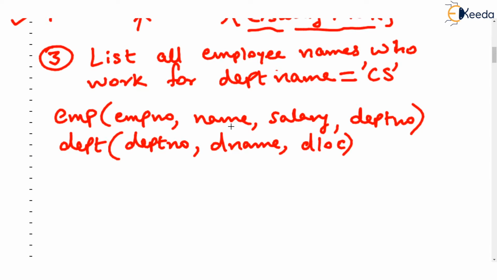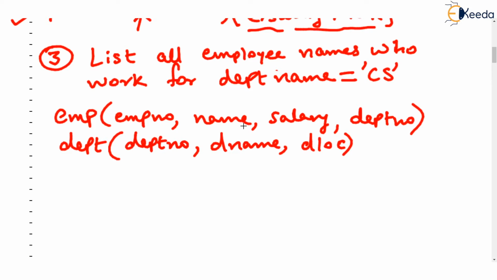In that case, first of all, you will have to compare this department number of EMP with this department number of DEPT. I mean, you will have to ask, are they equal? If the department numbers are equal, then you should watch this D name, and if D name is CS, only then you should list the name. This is exactly like taking join of the two relations on department number.